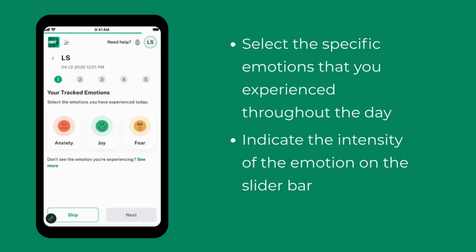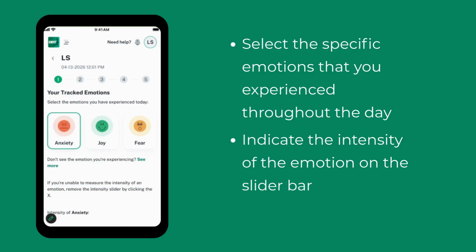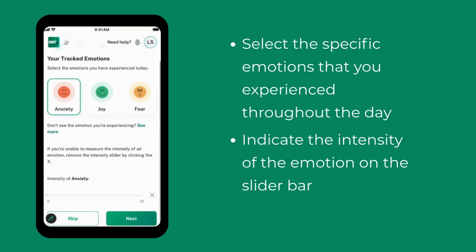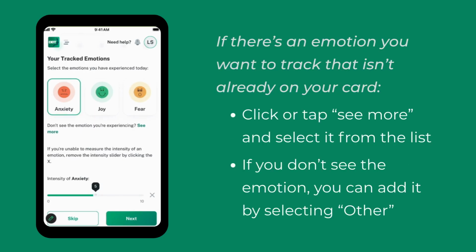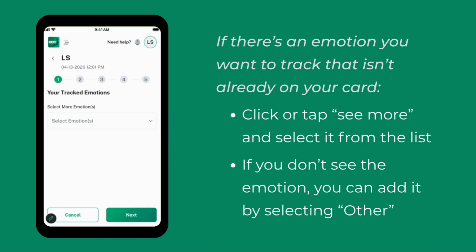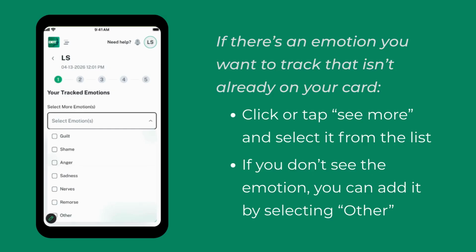Next, you'll select the specific emotions that you experienced throughout the day, and you'll indicate the intensity of the emotion on the slider bar. These emotions were selected by your therapist, and if there's an emotion you want to track that isn't already on your card, click or tap See More and select it from the list. If you don't see the emotion, you can add it by selecting Other.